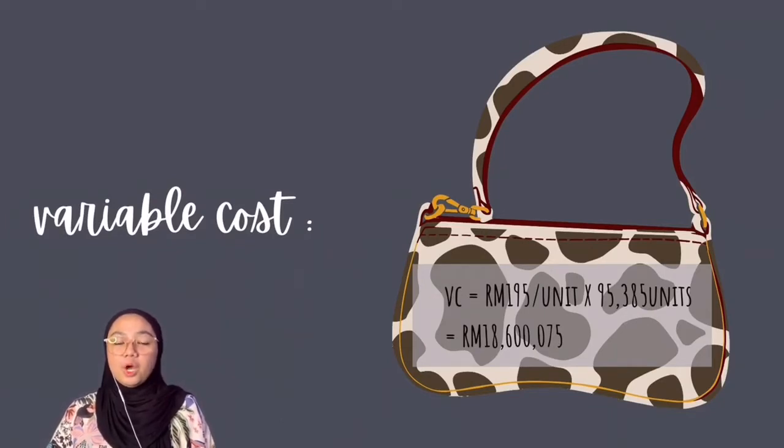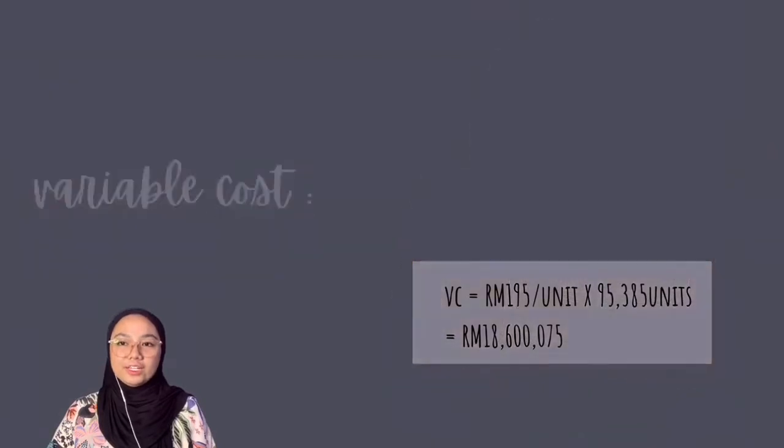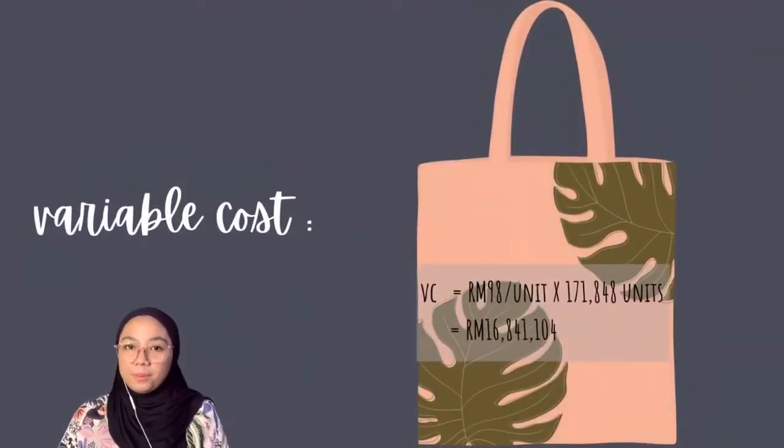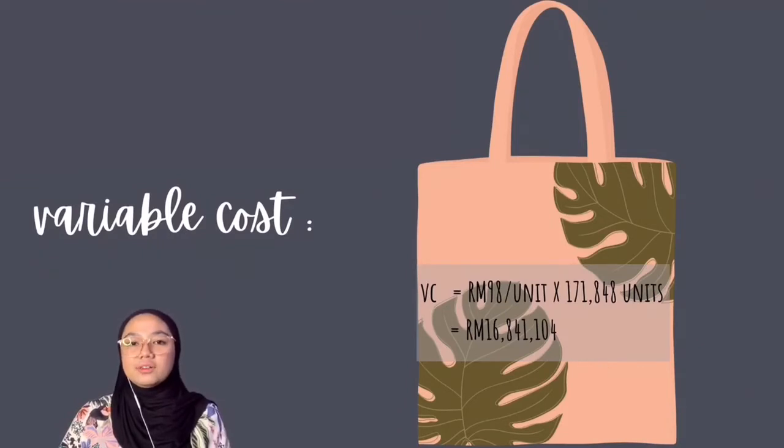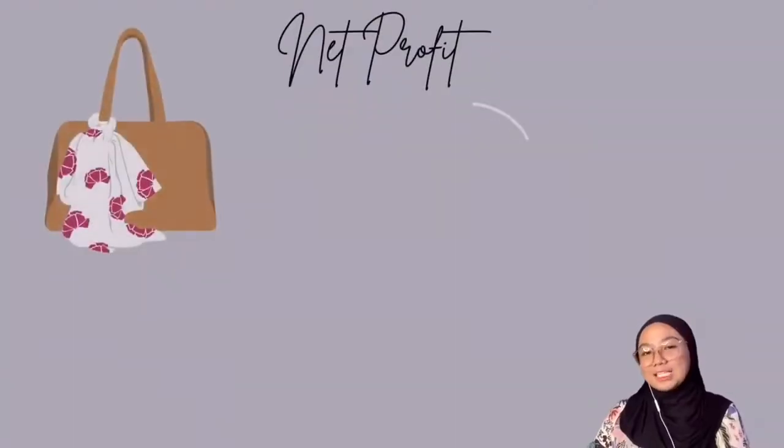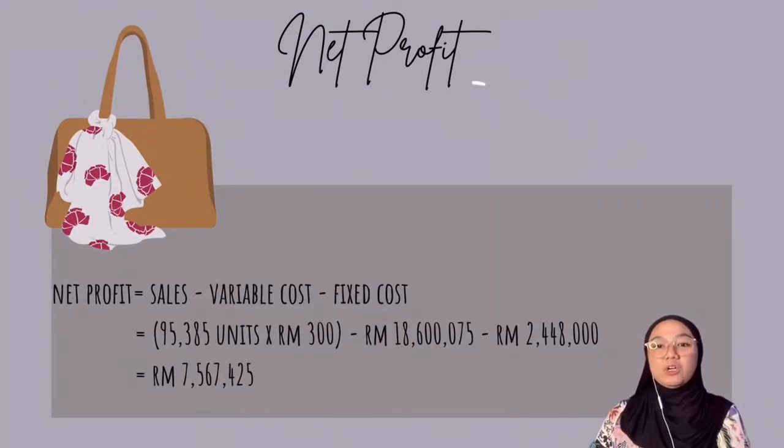For the shoulder bag, 195 ringgit per unit times 95,385 units, which has been decreased by 10% of market share. The amount is 18,675 ringgit. For the tote bag, 98 ringgit per unit times 171,848 units, we got 16,841,104 ringgit. Last but not least, now we can calculate the requirement asked for.